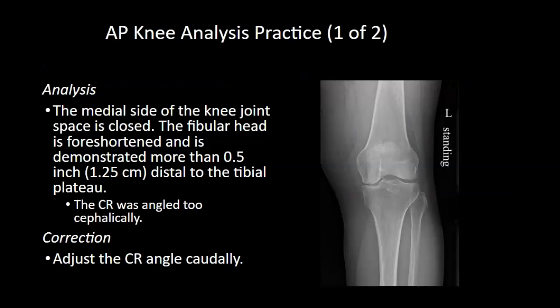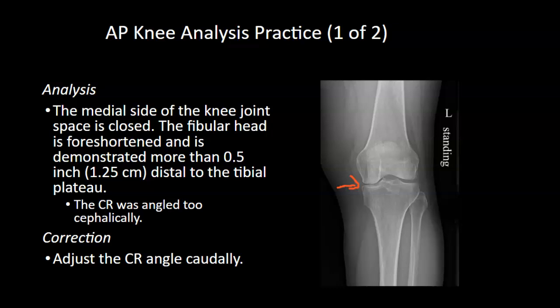So let's take a look at our first practice analysis here for the AP knee. The first thing you want to ask yourself: do I have all my anatomy? Yes, we do in this projection. The second thing we want to ask ourselves is, is my joint space open? And you can see that the medial joint space is not open, but the lateral is open. So this should automatically tell you that we have some type of central ray angulation issue.